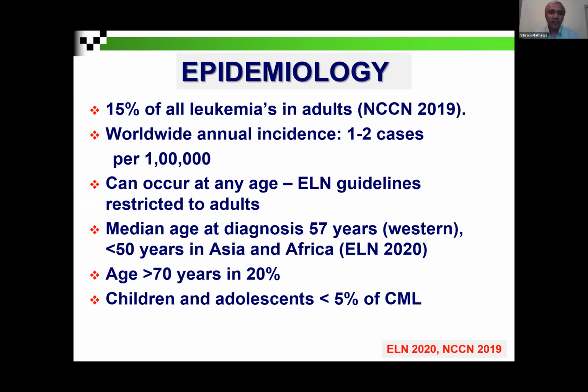CML is a fairly common malignancy in adults, and that's the worldwide incidence, about 1 to 2 cases per 100,000, can occur at any age. Median age is 57 years. And we recognize that in Asia and probably Africa, we get patients at a much younger age. Children and adolescents can account for less than 5%, and generally most recommendations that are available refer to adults.